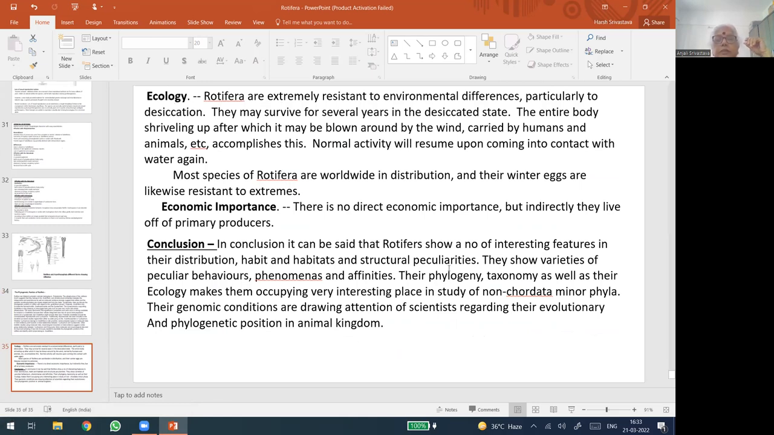They are extremely resistant to environmental differences. Most species are worldwide in distribution. The economic importance we have seen. Indirectly, they are all primary producers.